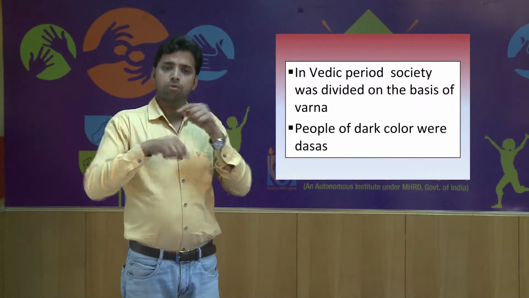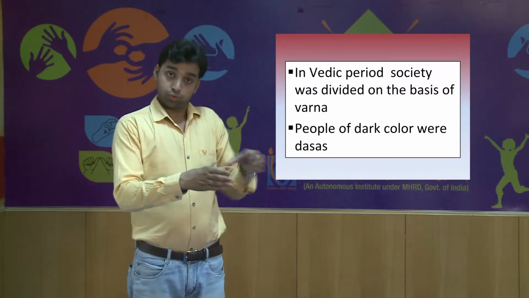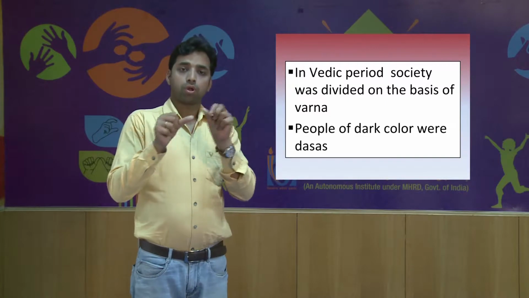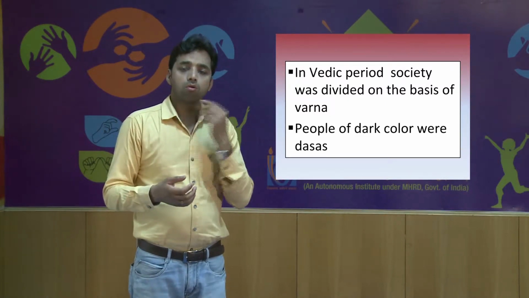In Vedic period, society was divided on the basis of Varna, that is, color of skin. Those people who did not belong to Vedic tribes were called as dasas. They were generally dark in color, short in height, and worshipped different gods. This same system later developed into the Varna system.